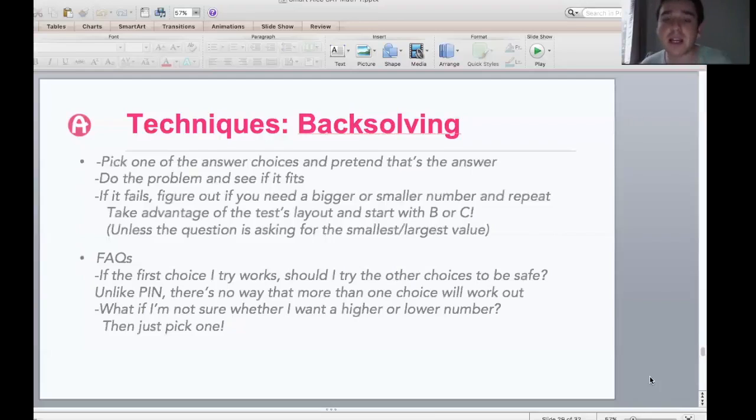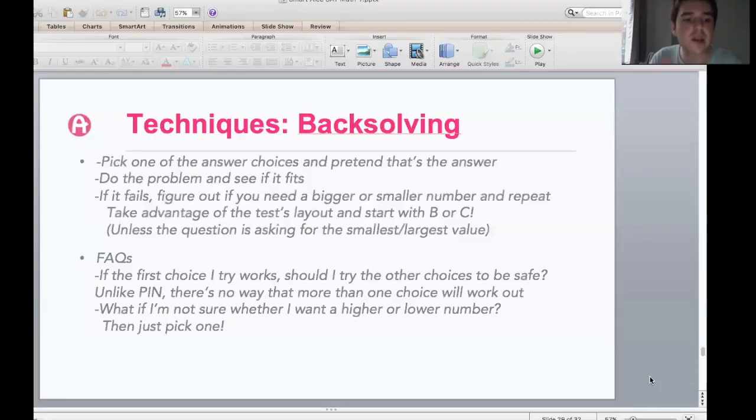If I plug in B and it's incorrect, depending on that, I know to go to either A or C. If B is larger than the correct answer, I know that I should go to A. This is the typical rule of thumb: start back solving in the middle, unless the question's asking for smallest or largest. In that case, if it's smallest, start with A. If it's largest, start with D.